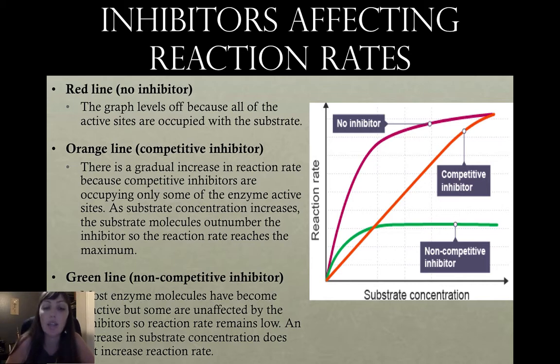And then the green line represents the reaction with a non-competitive inhibitor. Most enzyme molecules have become inactive, but some are unaffected by the inhibitor, so the reaction can still occur, but the rate remains low. An increase in substrate concentration does not increase reaction rate.